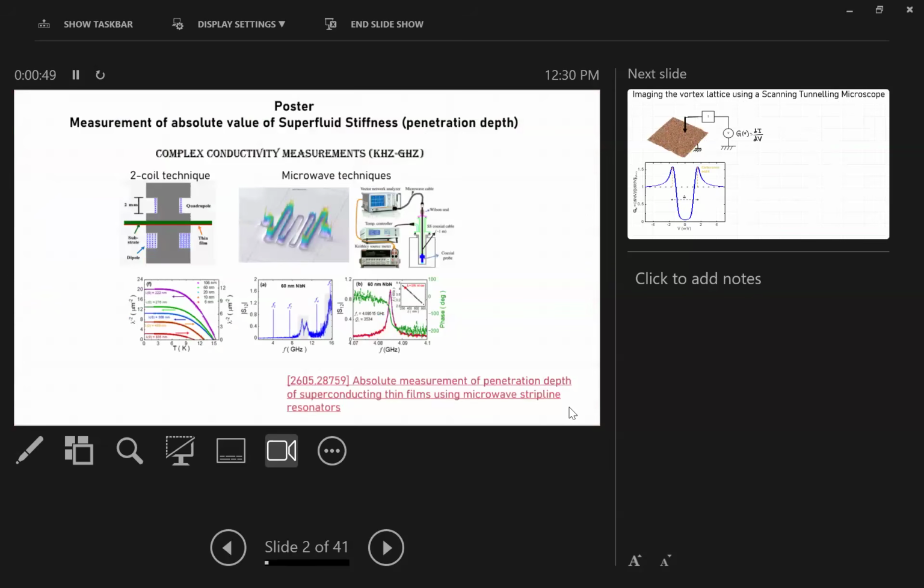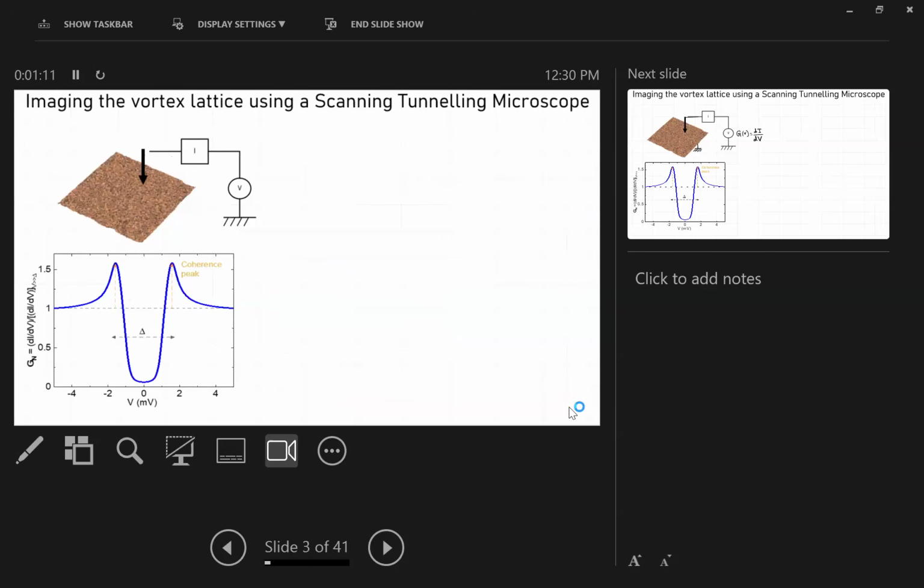Okay, before I start, we have heard a beautiful talk by Sasepe on superfluid stiffness measurements. So there is a poster later on a new method to find the absolute value of superfluid stiffness from microwave measurements. But the talk today will primarily make use of a scanning tunneling microscope to image the vortex lattice.